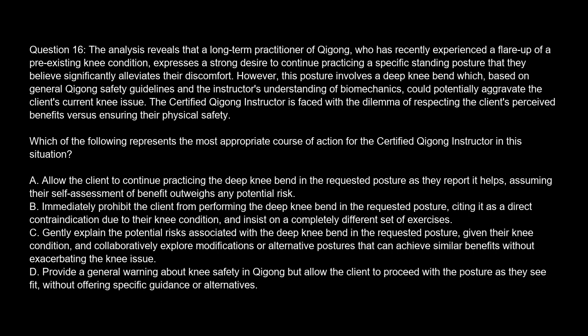Option B. Immediately prohibit the client from performing the deep knee bend in the requested posture, citing it as a direct contraindication due to their knee condition, and insist on a completely different set of exercises. Option C. Gently explain the potential risks associated with the deep knee bend in the requested posture, given their knee condition, and collaboratively explore modifications or alternative postures that can achieve similar benefits without exacerbating the knee issue. Option D. Provide a general warning about knee safety in Qigong, but allow the client to proceed with the posture as they see fit, without offering specific guidance or alternatives.